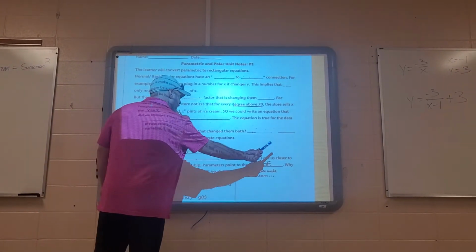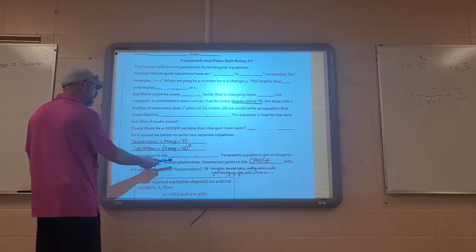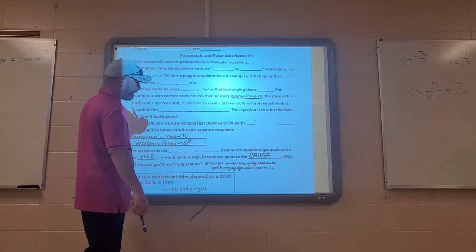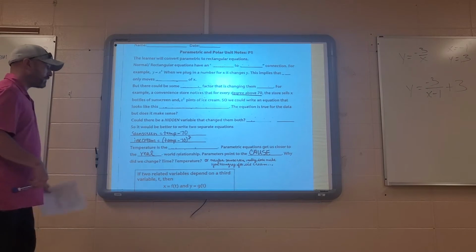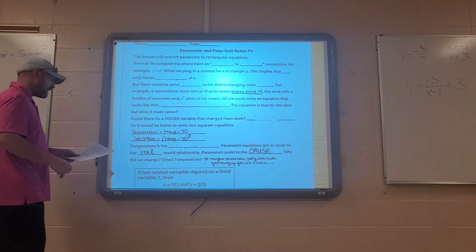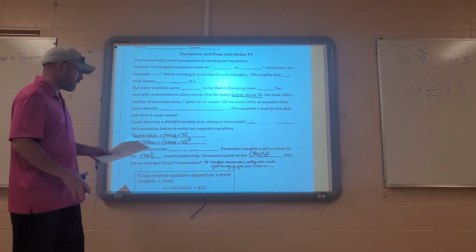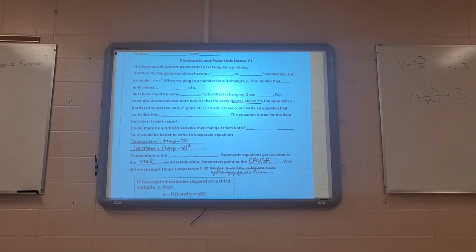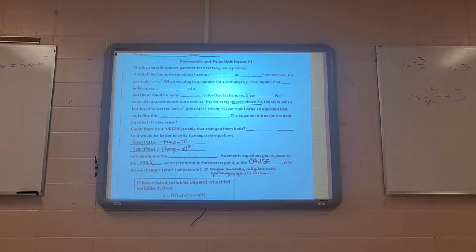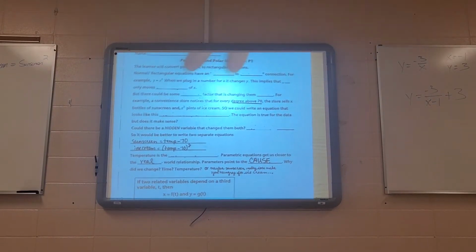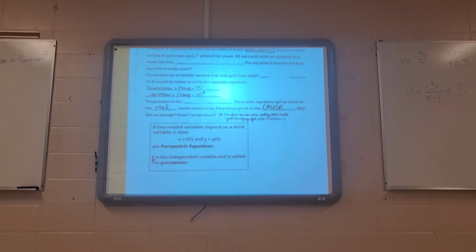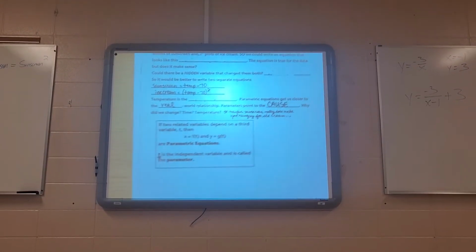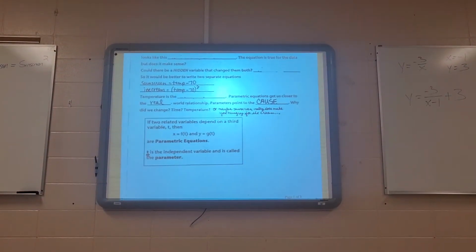Parametric equations get us closer to the real world relationship. Parameters point to the cause. Why did we change time, temperature, or maybe sunscreen? Okay? All right, so here's the formula. And I'll post these notes completed out on the Google Classroom for y'all.